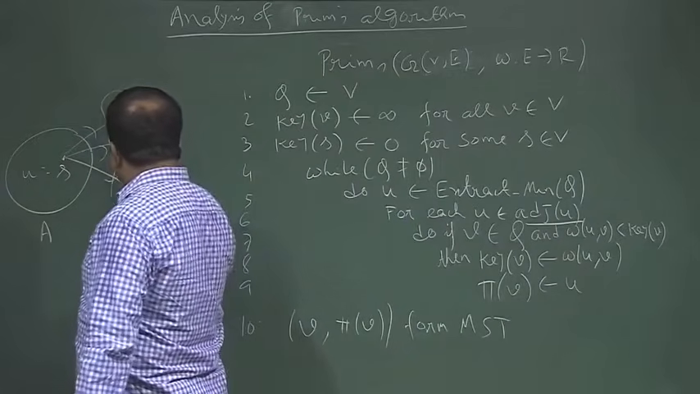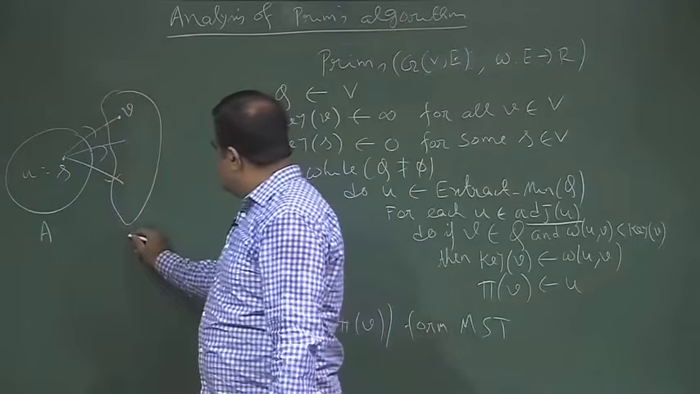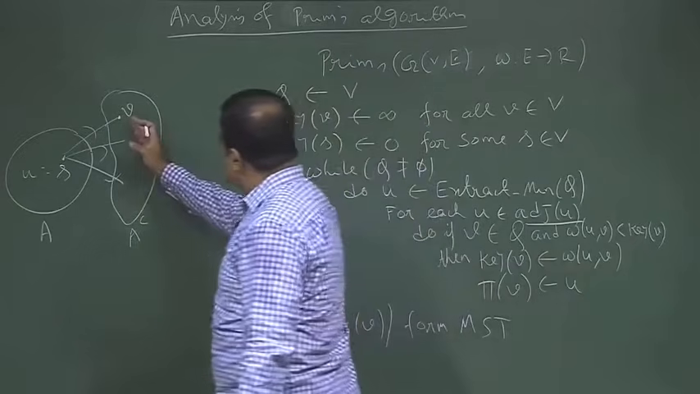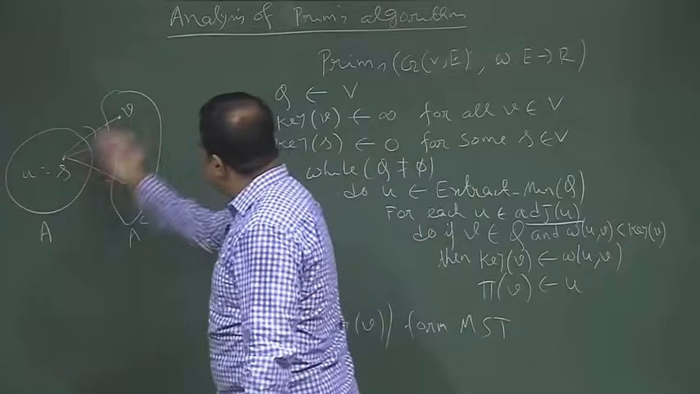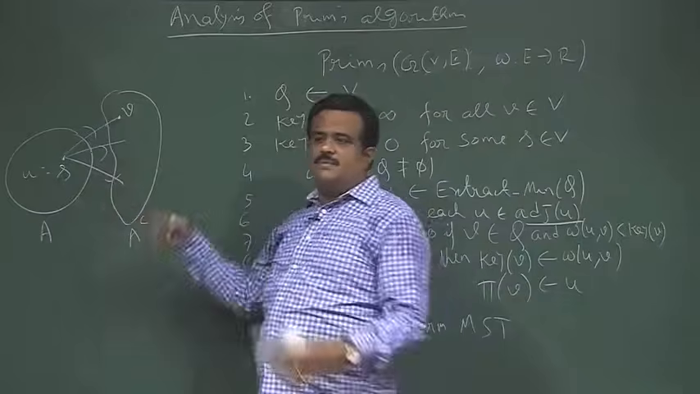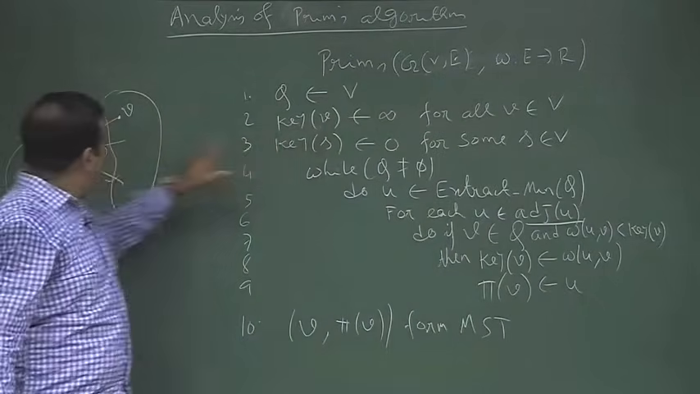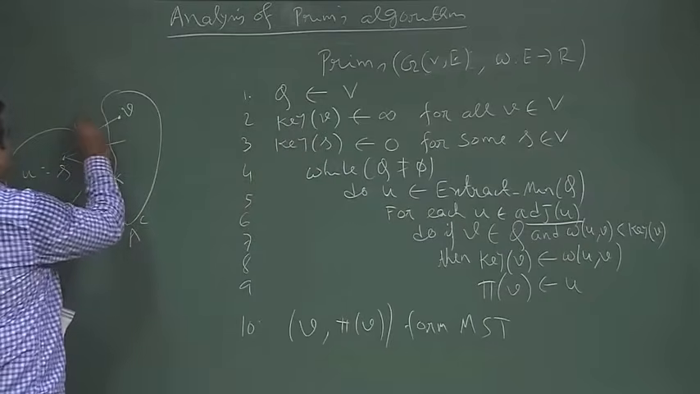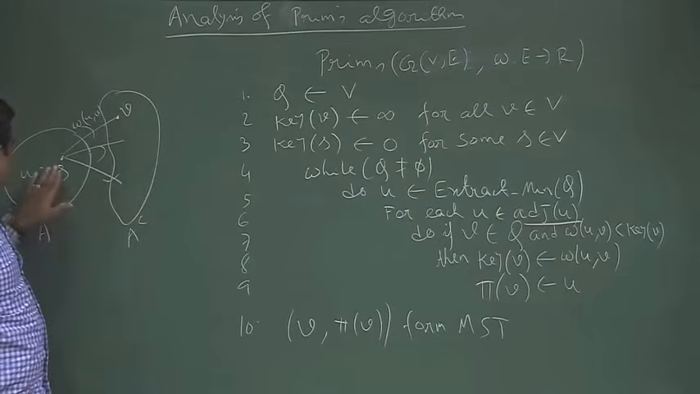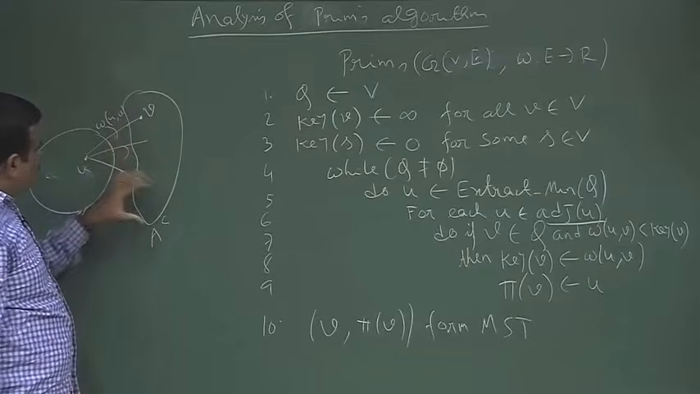Suppose these adjacent vertices are called V vertices, and they lie in A complement. Now we check if each V vertex is in Q. Initially everybody is in Q other than U, which is S, and their key was infinity. Now we have to change the key to the weight W of U comma V, because this was infinity. So we check the key and we change it.